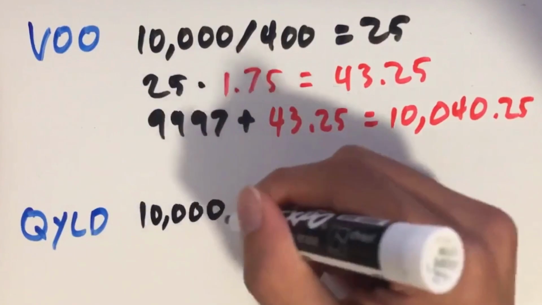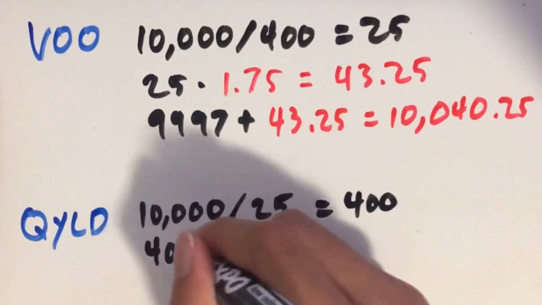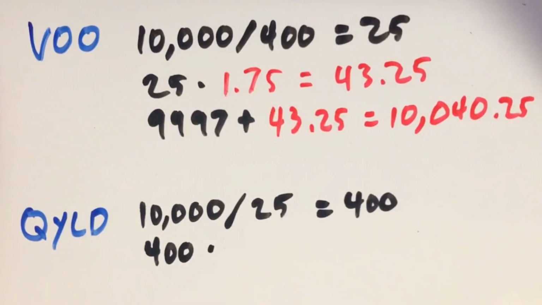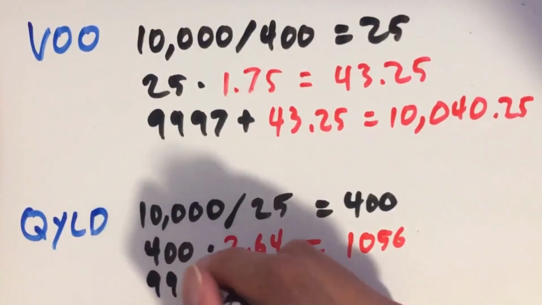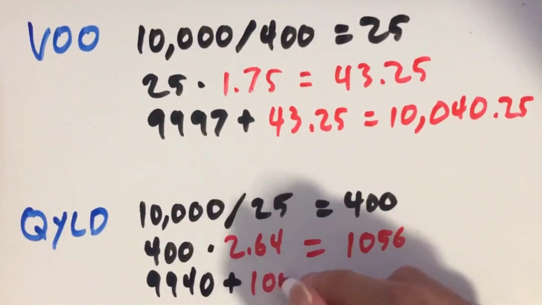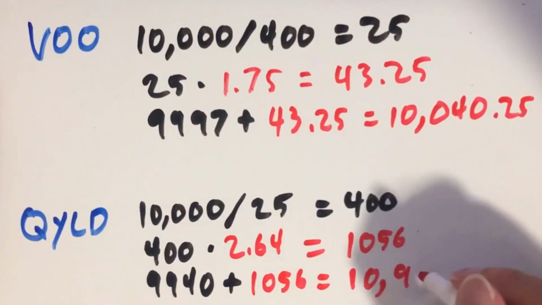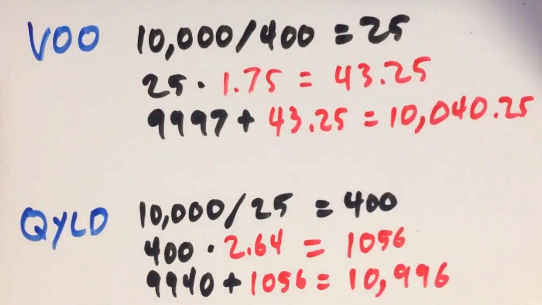Now, let's look at the $10,000 of QYLD at $25 per share, which would give us 400 shares. Those 400 shares multiplied by $2.64 per share in annual dividends would be $1,056. So if we added that to our $9,940 of QYLD after fees, we would get a total of $10,996. With monthly dividends reinvested and compounding month over month, that number would actually be higher.